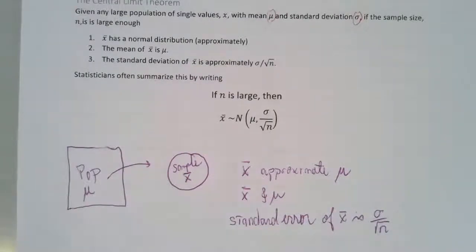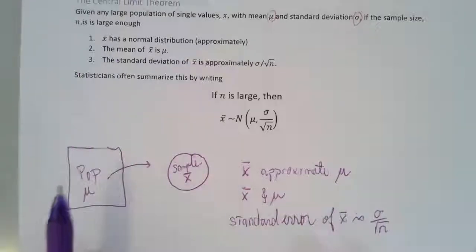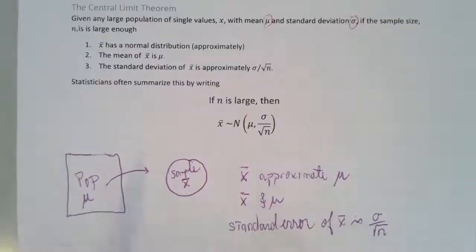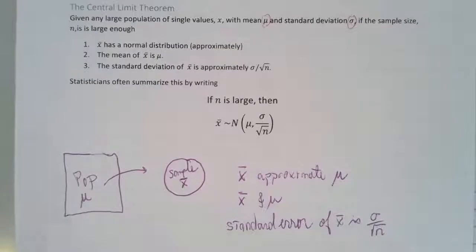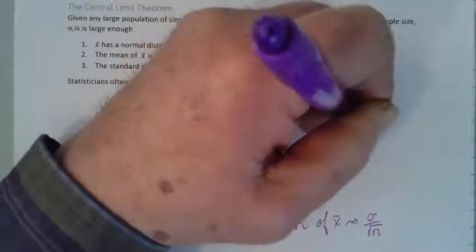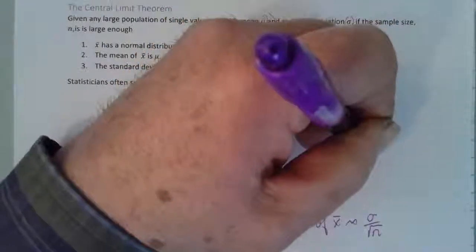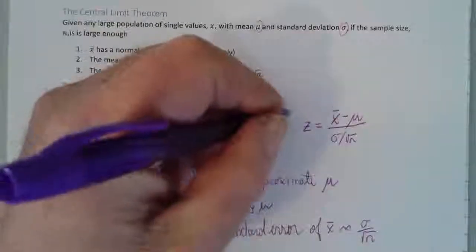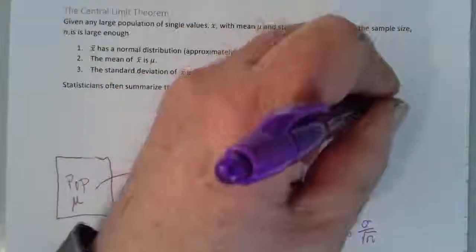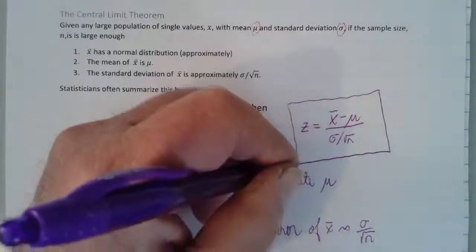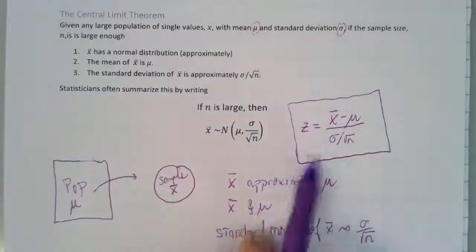All right, so all that is a good description of the idea behind the central limit theorem, but what it doesn't tell us is how to do calculations. So there is a formula that you'll find on your formula sheets and in your textbook that says this: z is equal to x bar minus mu over sigma over root n. This is a formula we are going to use to be able to compute probabilities and z-scores, things like that.